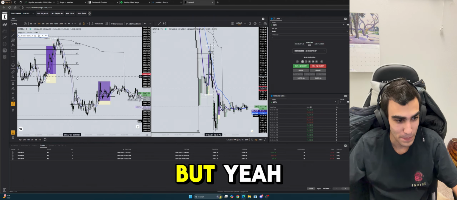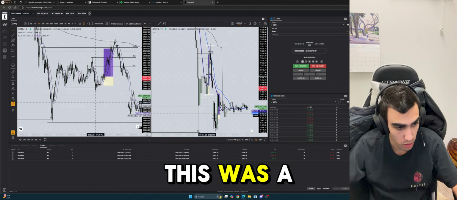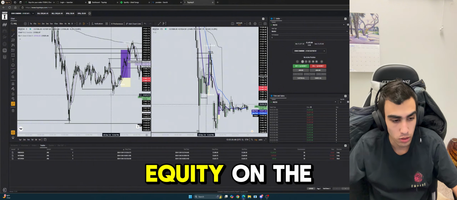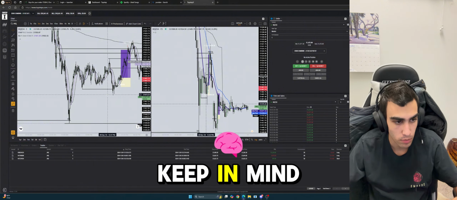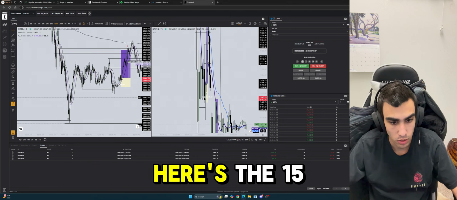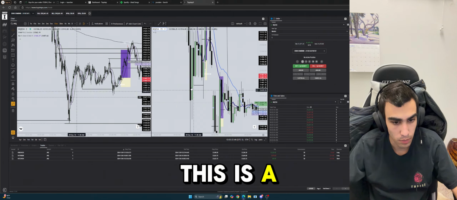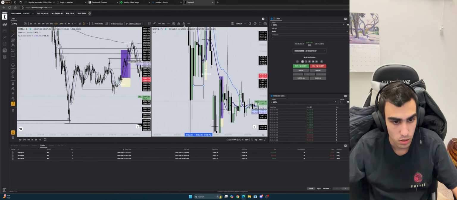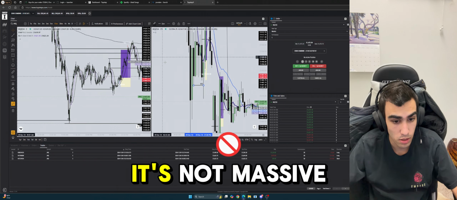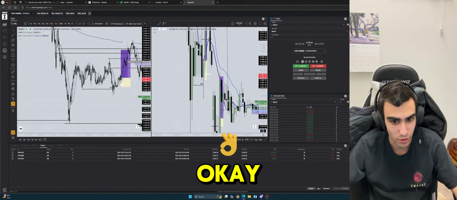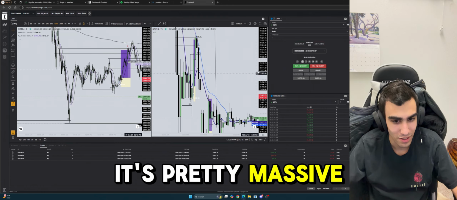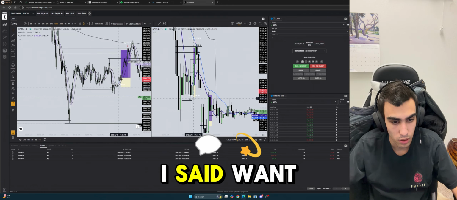But yeah, here I will show you. This was minor sell side liquidity on the 1 minute. This is the 1 minute time frame. Keep in mind, I will show you on the 15. Here's the 15. This is a previous low, right? And it's not massive. It's pretty massive. But price, like I said, wanted to respect this.